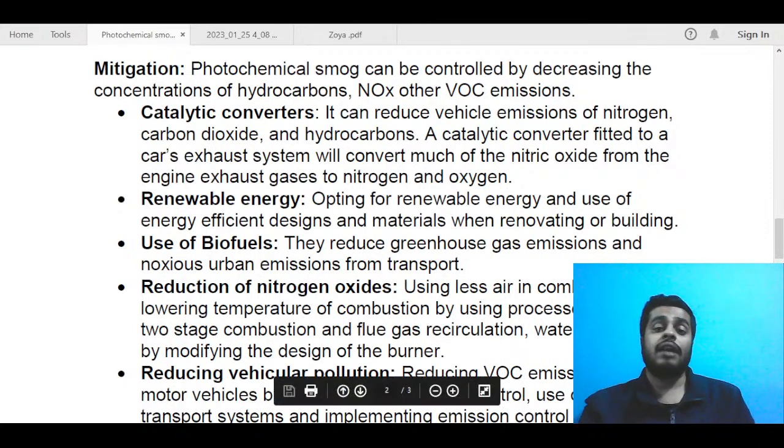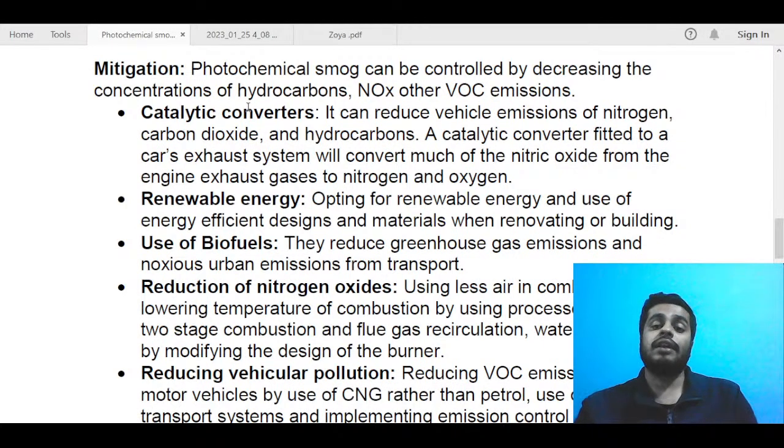After that, you could have also mentioned something about catalytic converters. This is a scientific concept. It can reduce vehicle emissions of nitrogen oxides, carbon monoxide, and hydrocarbons. What happens is it catalyzes oxygen and then it is released, and while releasing, the nitrogen oxide converts into nitrogen. Next, you can talk about the use of biofuels. They reduce greenhouse gas emissions and noxious urban emissions from transport.